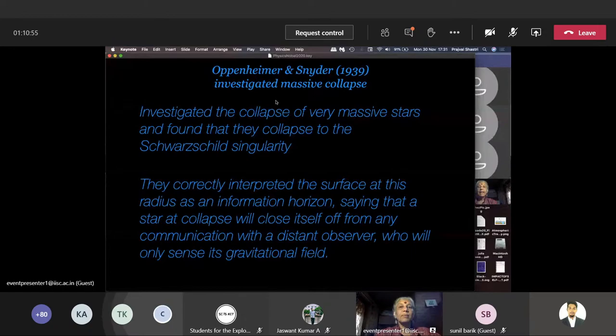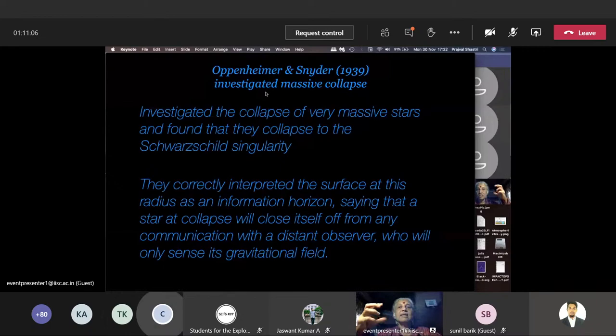So Oppenheimer and Volkov predicted these things called neutron stars, and then Oppenheimer and Snyder investigated the collapse of even more massive objects. And they did that in the general relativity framework, and they found that these stars collapse to indeed the Schwarzschild singularity that Schwarzschild had proposed earlier, the same formula.